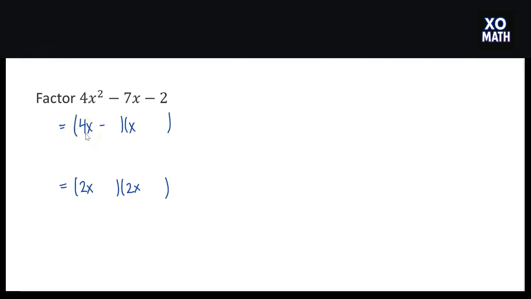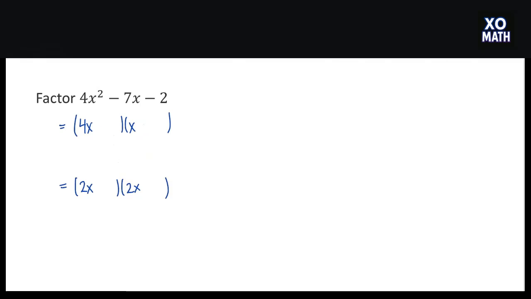So negative 2 times positive 1. So if I check outer, that's 4x. If I check inner, that's negative 2x. Those do not add together to give me negative 7x. And another indication this wasn't going to work is that 4x minus 2 now has a greatest common factor, 2. And the original problem did not have one. So that's not going to work.